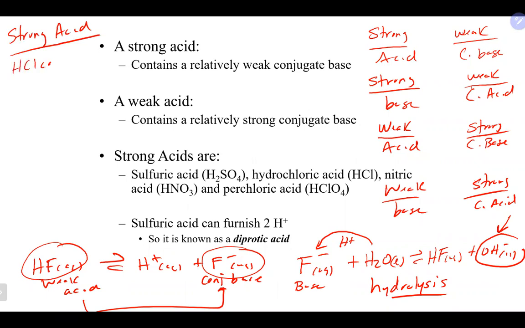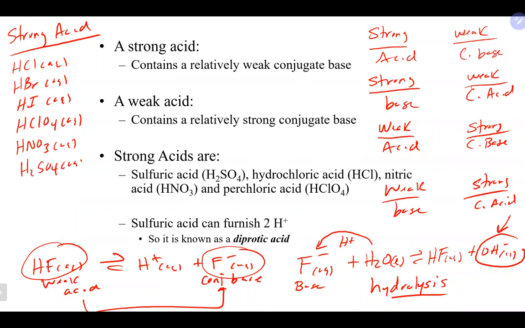Hydrochloric acid is a strong acid. Hydrobromic acid is a strong acid. Hydroiodic acid is a strong acid. Perchloric acid is a strong acid. Nitric acid and sulfuric acid. So this list of like 6 or so acids are pretty much your basic core.